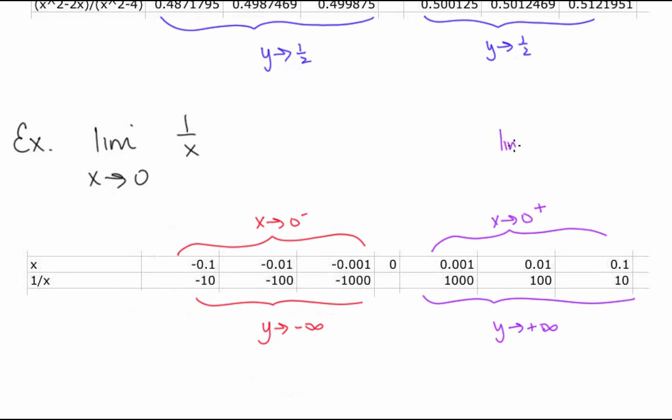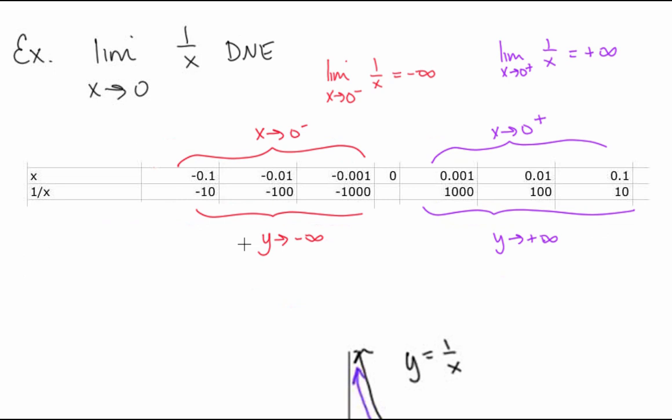Here we have limit as x goes to 0 from the right of 1 over x is equal to positive infinity. These values are increasing without bound, so we write that limit as positive infinity. But here, our values for 1 over x are decreasing without bound, so we have limit as x goes to 0 from the left of 1 over x is equal to negative infinity. That says that this limit does not exist.